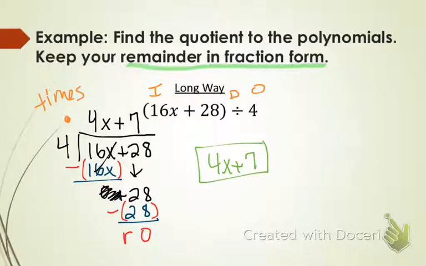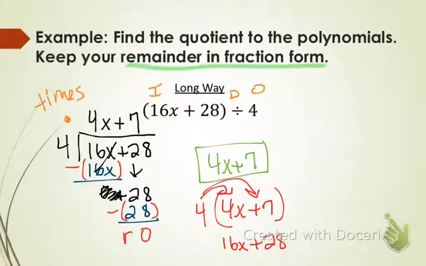Now, how can you check if you did this correctly? Well, if this is the answer to the dividend here, what if we multiply the answer that we got by 4, and we should end up with this here. So if we distribute, 4 times 4x is 16x, 4 times 7, that's 28. Does this answer match that one? Yes, it does. And that's how you check your work.